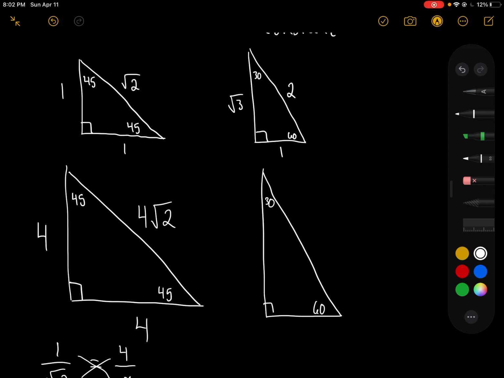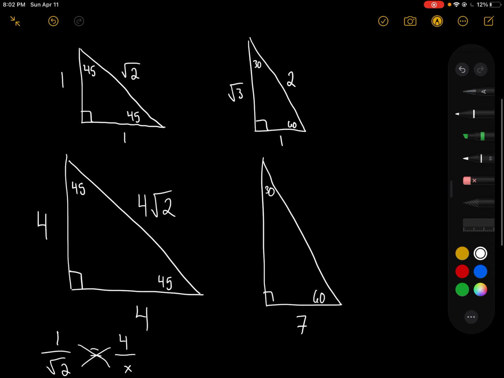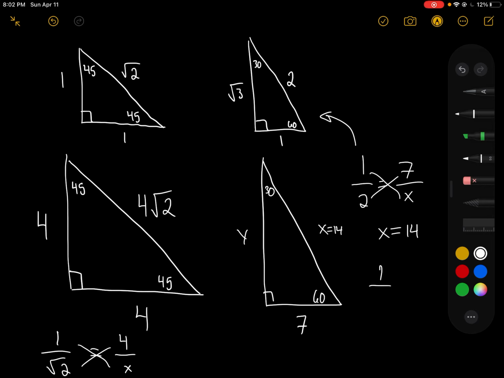Secondly, the same thing works for a larger version of our 30, 60, 90 triangle. In this case, if we had something like, let's say, 7 here, we can fill in the missing sides using that same 7. So on top, we could have 1 over 2 for this triangle, and in the corresponding triangle, the corresponding side is 7, the corresponding side is x. So we would just cross multiply here, and again, we would get x equals 14.